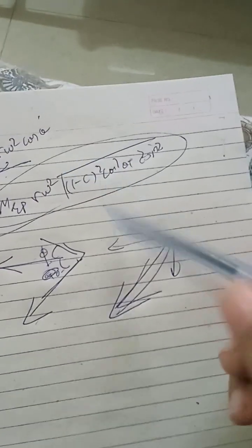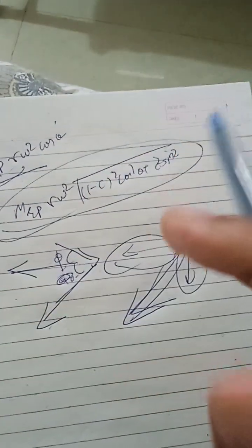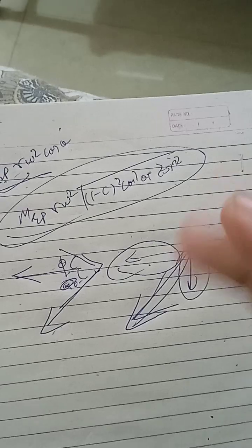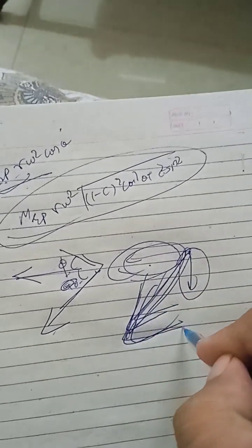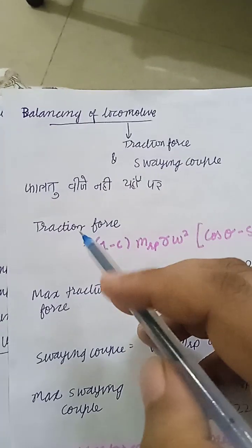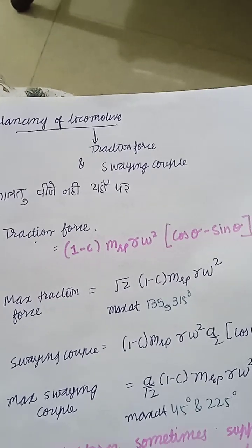Now in the same case in locomotive, when we do the balancing, some horizontal remains, some vertical remains. I will tell you the value of this horizontal. The net unbalanced force which remained is in this direction, some horizontal, some vertical. The unbalanced force in horizontal direction is called traction force.